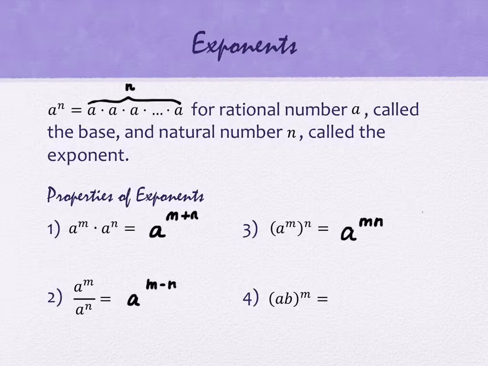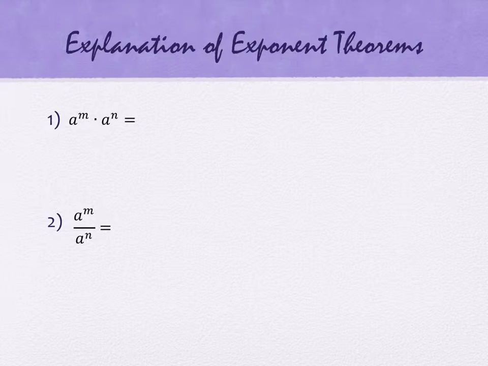And then on number 4, it almost feels like this is something like a distribution property. What do you think this one changes to? Yeah, the exponent goes to both, so a to the m, b to the m. So these are our 4 properties we're going to look at, and I'm going to justify them for you. These aren't proofs of mathematics per se, but there's some justification for why it works.